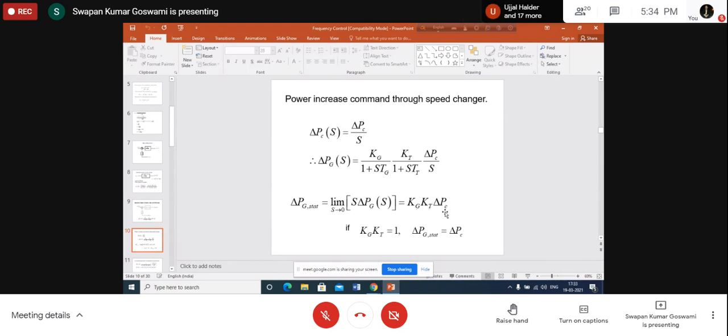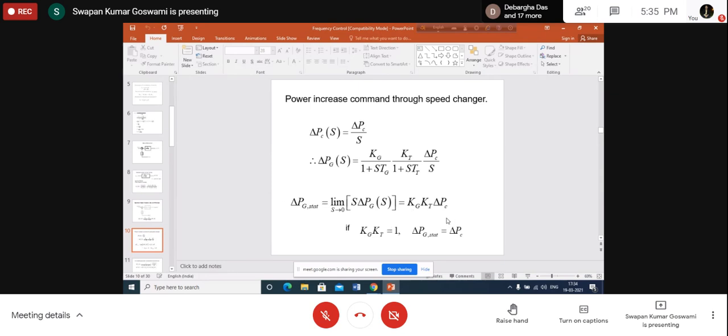So you have given a power increase command of say 20 megawatt, but how much power output are you getting? You are getting 20 megawatt multiplied by Kg and Kt. So if your desired power output is 20 megawatt, what should be the value of this product Kg Kt? It has to be equal to 1. Am I not correct? Is it clear? Yes, sir. What delta PG stat is coming, it is equal to Kg Kt into delta PC.